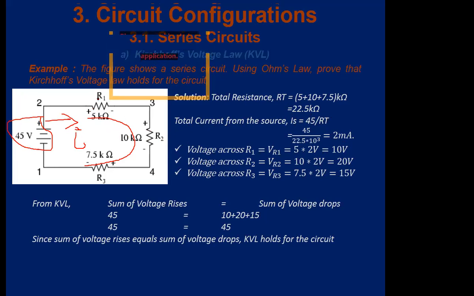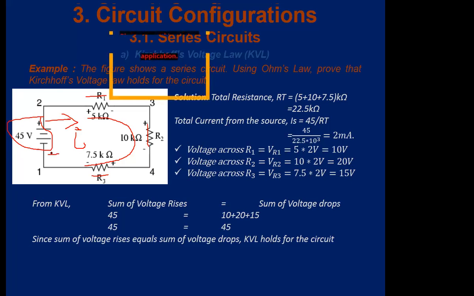So voltage across R1, V1, is equal to IR, which becomes equal to 10 volts. Voltage across R2 is equal to 20 volts. Voltage across R3 is equal to 15 volts. So the sum of voltage rises should be equal to the sum of voltage drops.